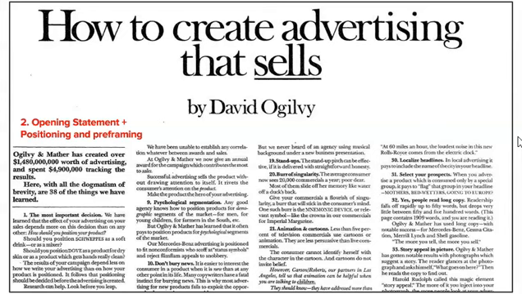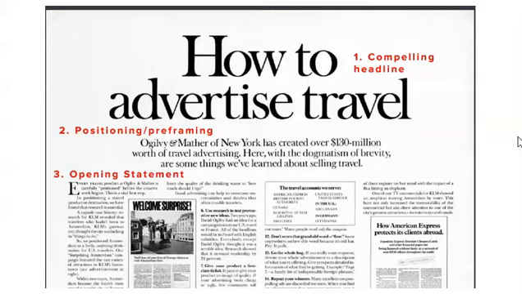Let's look at more of his adverts. This one says, how to advertise travel. And again, he starts with a headline to attract the right people. Here he is trying to attract people who are into the travel business. And next, he gives us his positioning or preframing statements. Then he starts the ad with an excellent opening statement.